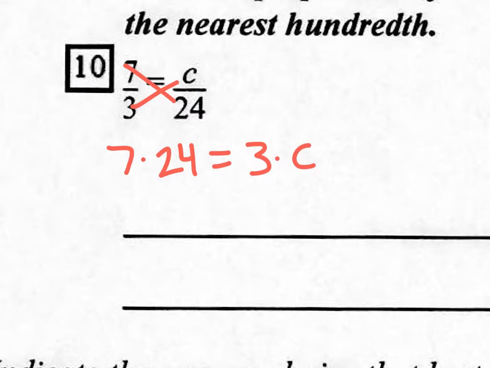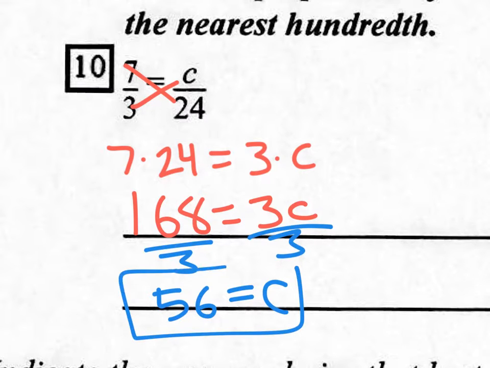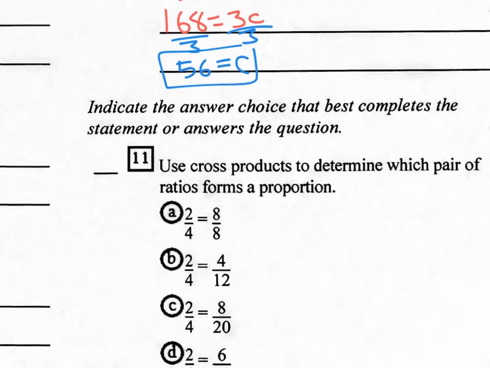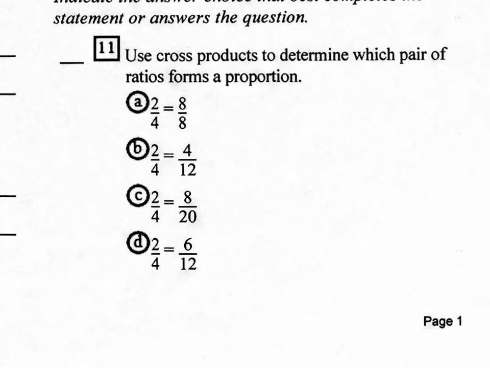7 times 24, anybody have that already on a calculator? What is it? 168 equals 3C. So on the calculator, you would also divide by 3. So 168 divided by 3? 56. So C equals 56. As you can see, these questions you could do pretty quickly. It's been 6 minutes and we've already done several questions.